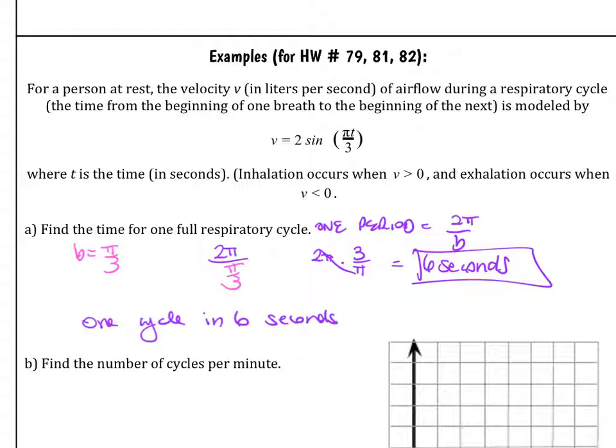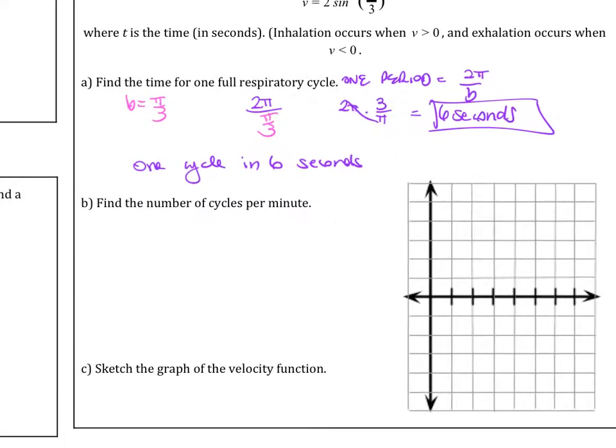Now it asks us to find the number of cycles per minute. So that's why I wrote this here. We have one cycle in 6 seconds, and we need to find the number of cycles per minute. I know that it's one cycle for every 6 seconds, so we need to convert that. Use dimensional analysis. We know that we need to cancel out the seconds.